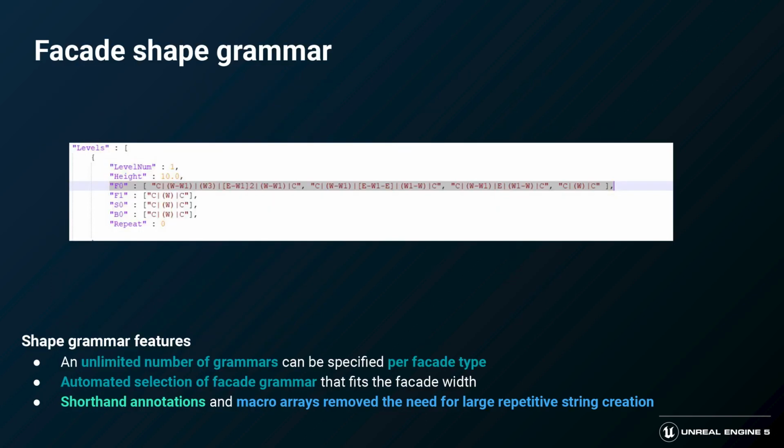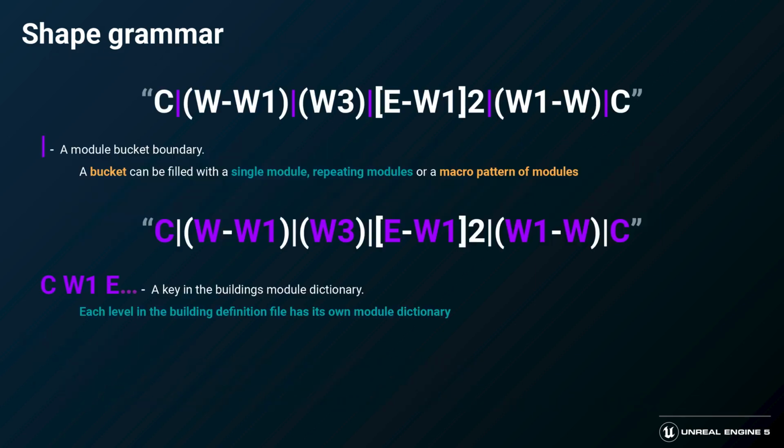We wanted a flexible shape grammar syntax for defining the module placement behaviors on building facades, allowing for rapid end-user iteration without having to publish updates to the building generator. This is a typical shape grammar. The vertical bars represent a module bucket used to define module placement behaviors. The alphabet characters represent a dictionary key to look up the module metadata like width and height.